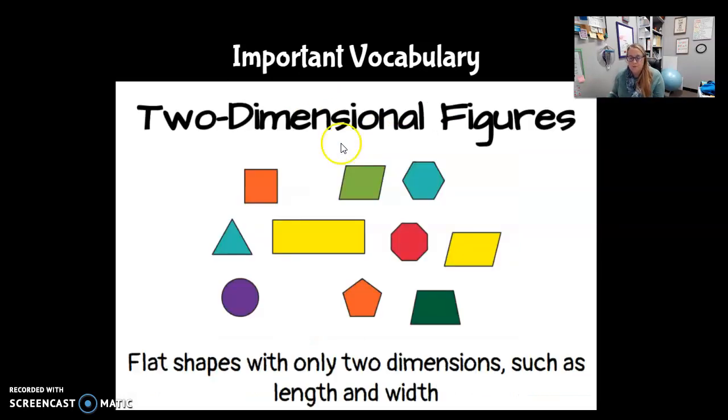All the figures we're going to talk about today are two-dimensional figures. So a two-dimensional or 2D figure is a flat shape with only 2 dimensions, such as length and width. So it's only going to have the length and the width. It's not necessarily going to be having the height as well. So it's going to be a flat object.